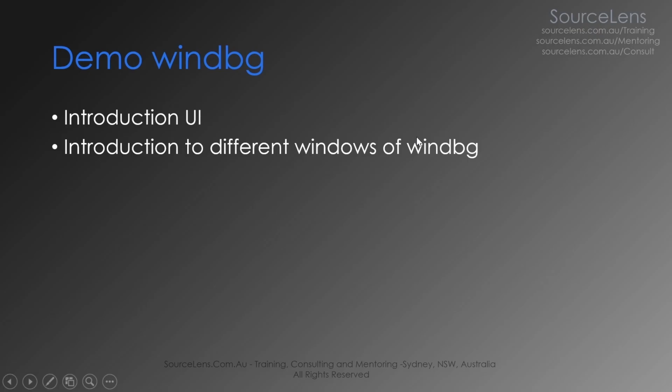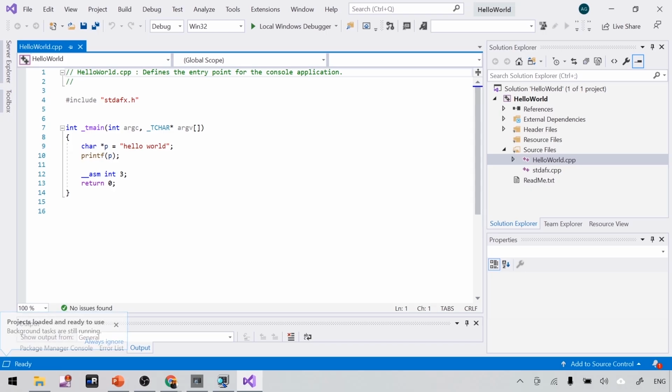Now let's have a quick look at the different UI elements of WinDebug, and we will see how to use WinDebug for general debugging and stuff like that. Nothing in depth, it is more of showing what is where. So what we have here is a simple Hello World application which is developed in Visual Studio.